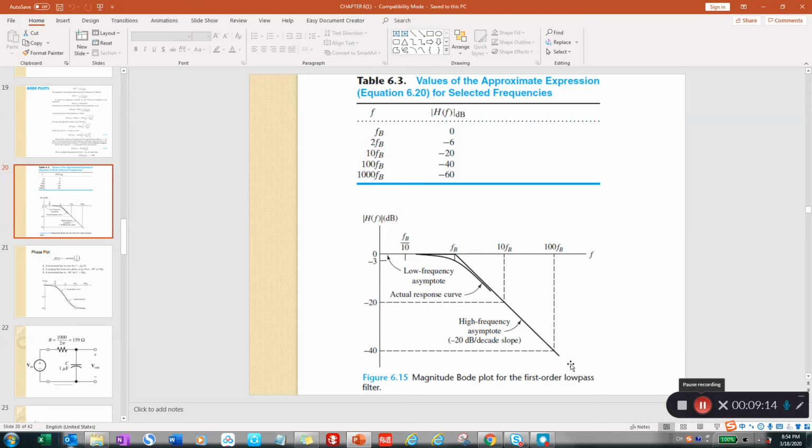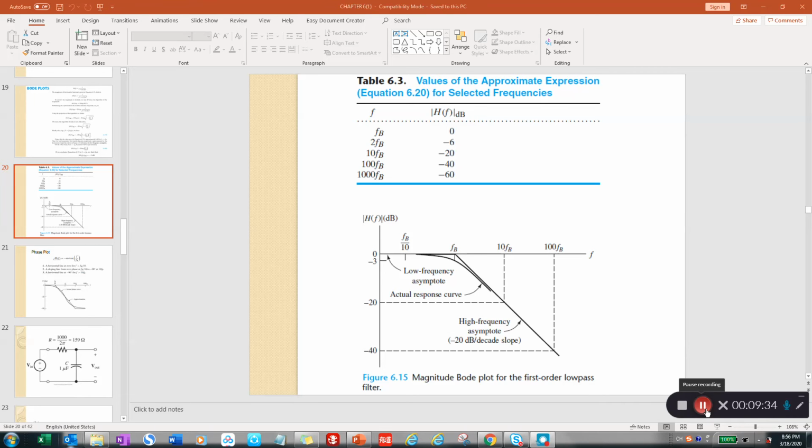So that, in fact, is the approximation. We can use these two straight lines to simplify the curve so that we can get the frequency response directly and very simply.